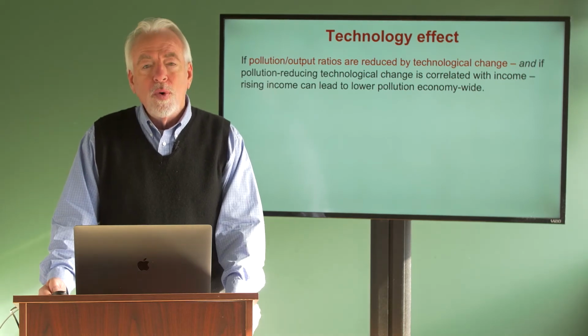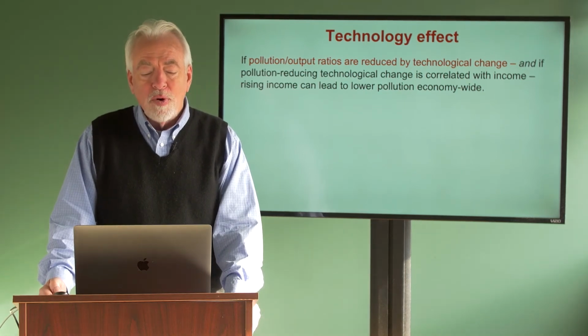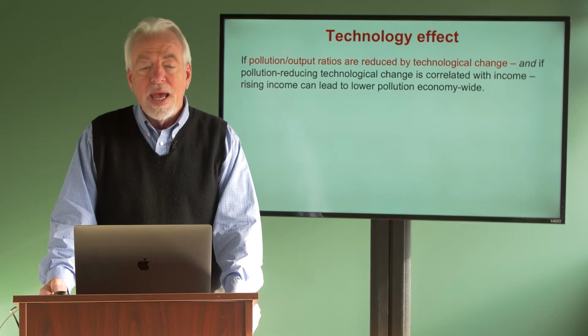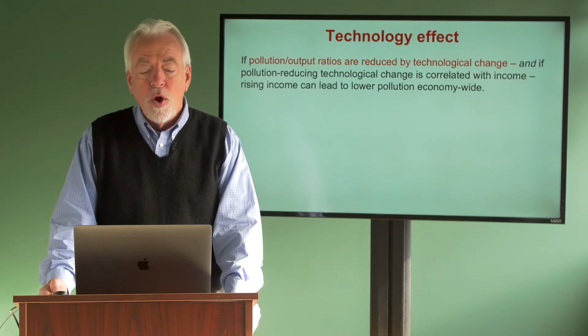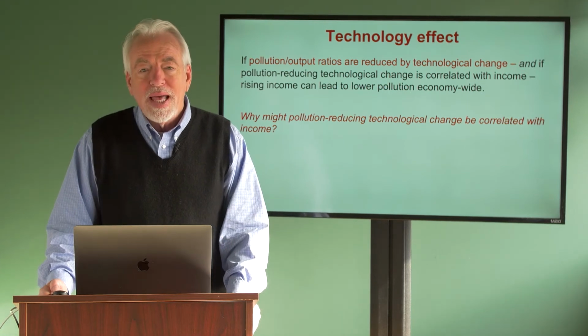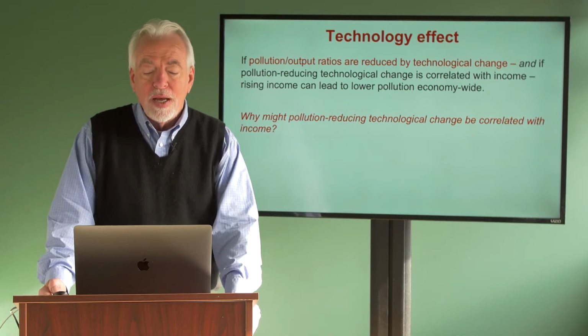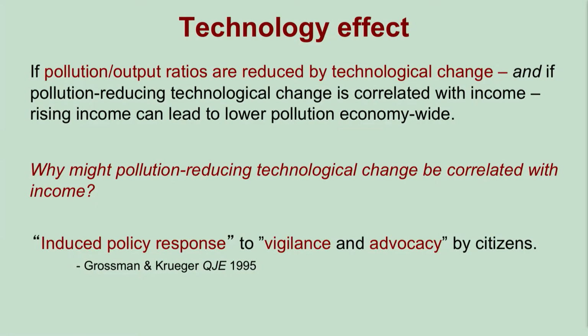The technology effect would imply the ability to reduce pollution or environmental degradation output ratios within sectors. And if it were the case that pollution-reducing technological change is correlated with income, rising income could lead to lower pollution economy-wide. Why might that happen? Why might rising incomes trigger pollution-reducing technological changes? Well, the answer given by Gene Grossman and Alan Krueger, the folks who came up with the environmental Kuznets curve for the first time in the 1990s, was that that would happen as a result of what they called an induced policy response.